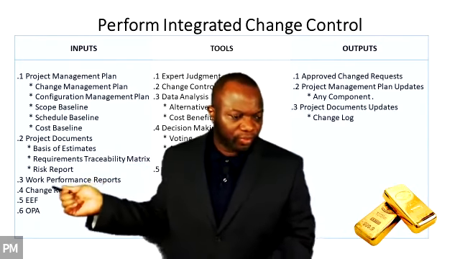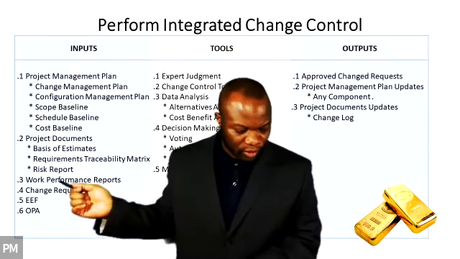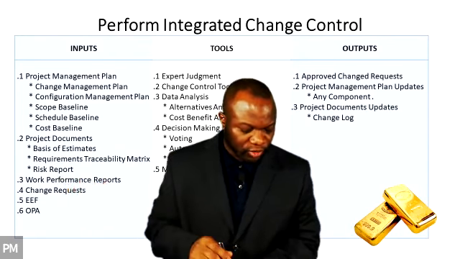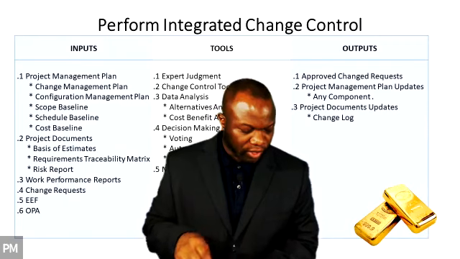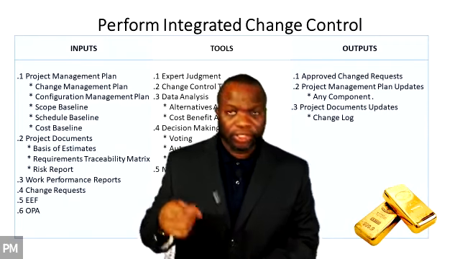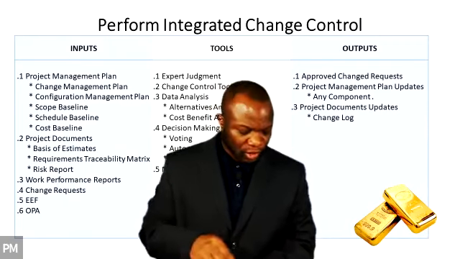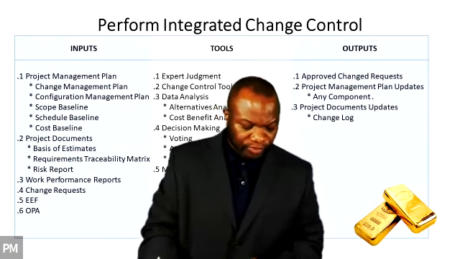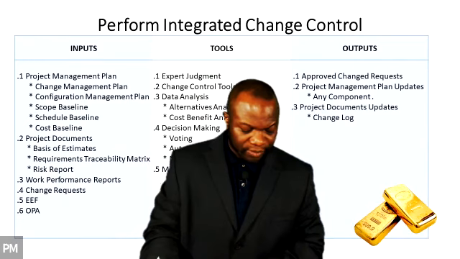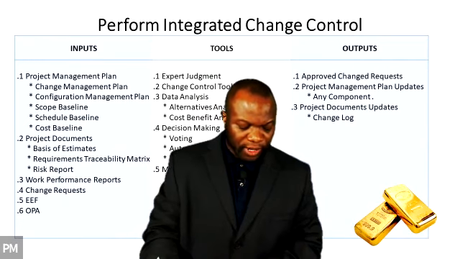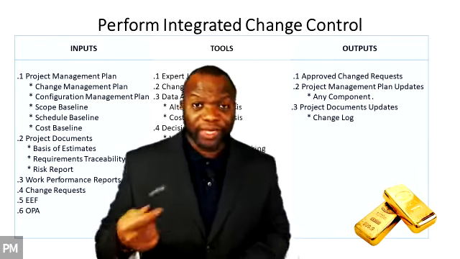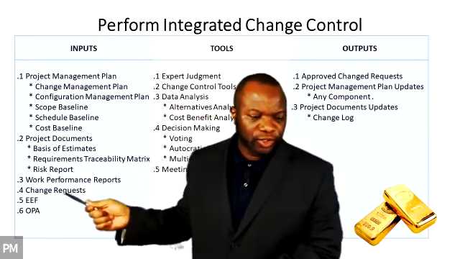We've talked about the WPR already, work performance reports, okay? It says WPRs of particular interest to this process include resource availability. Do we have the resources? Do we have the cost? Do we have the right amount of resources and things like that? Burn down charts, burn up charts, and earned value reports. Those help you understand if it makes sense to carry out that change request.